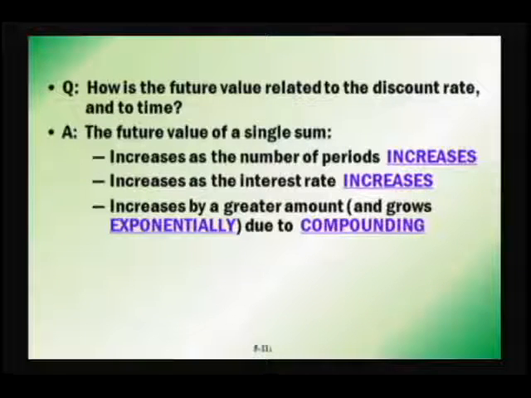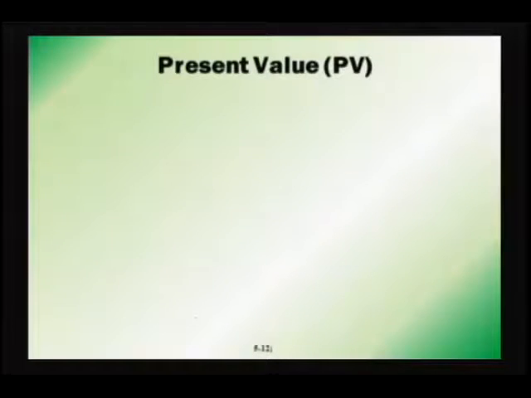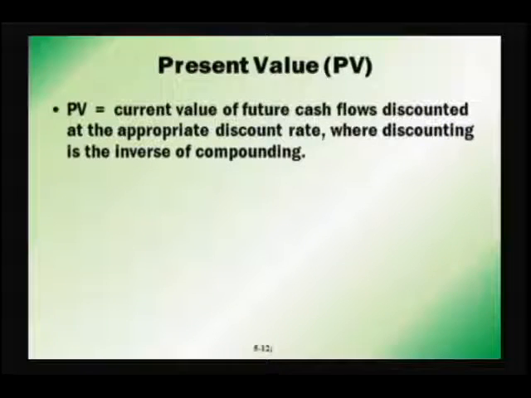Okay, we've looked at future value. Now let's look at present value. The present value is the current value of the future cash flows discounted at the appropriate discount rate. Discounting being the opposite of the compounding. So we're looking at determining the amount of money before the interest is added to it.